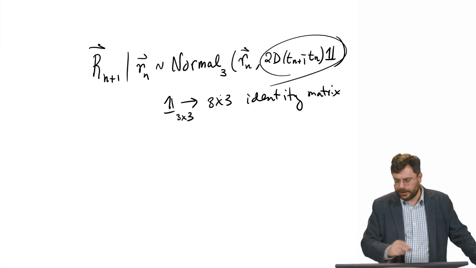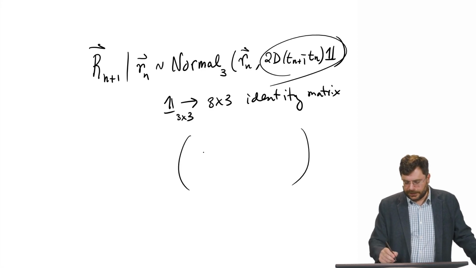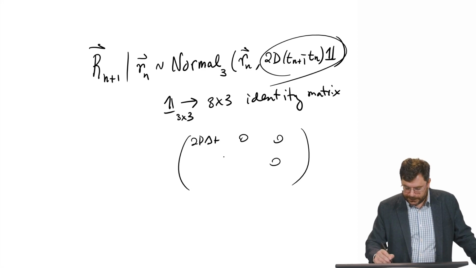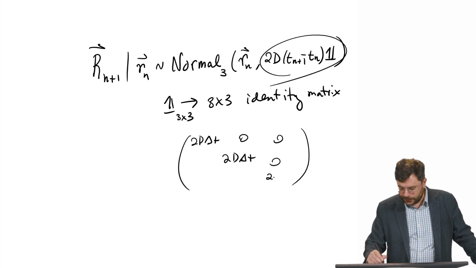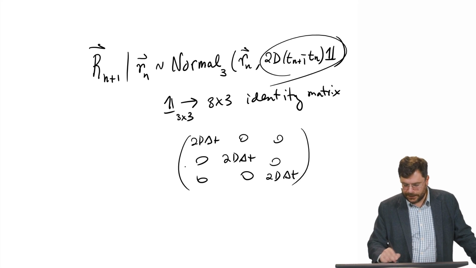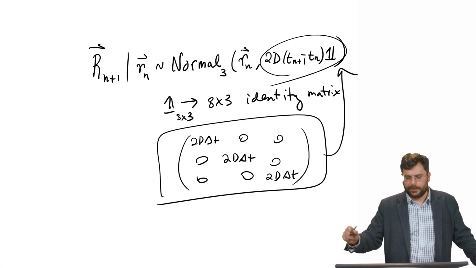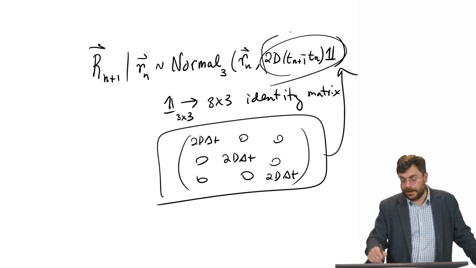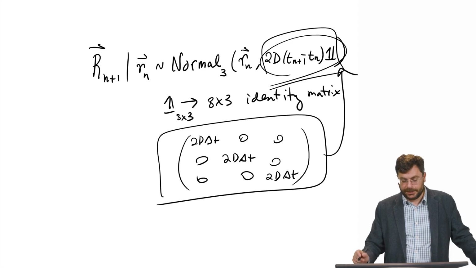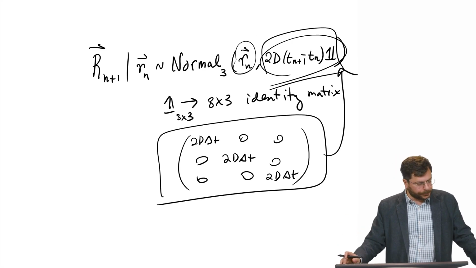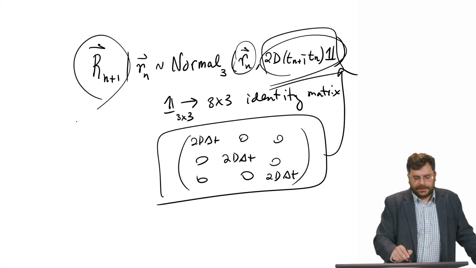Either way, if I were to write out what this covariance matrix looks like, it's 3 by 3, so 2d delta t, 2d delta t, 2d delta t on the diagonal, and zeros elsewhere. That's what the covariance of my 3-dimensional Gaussian looks like. And the mean is going to be a vector or an array with 3 entries. Good. That's when I have absolute positions.